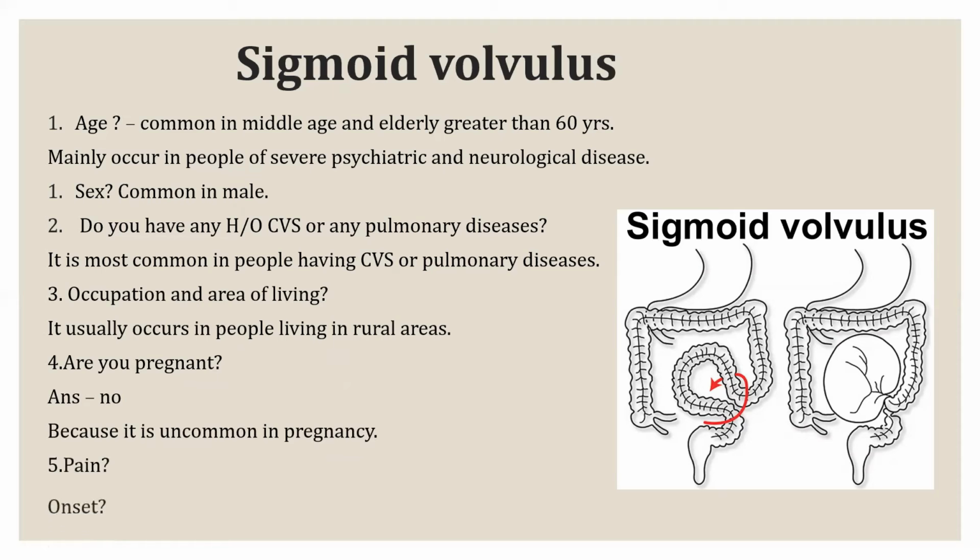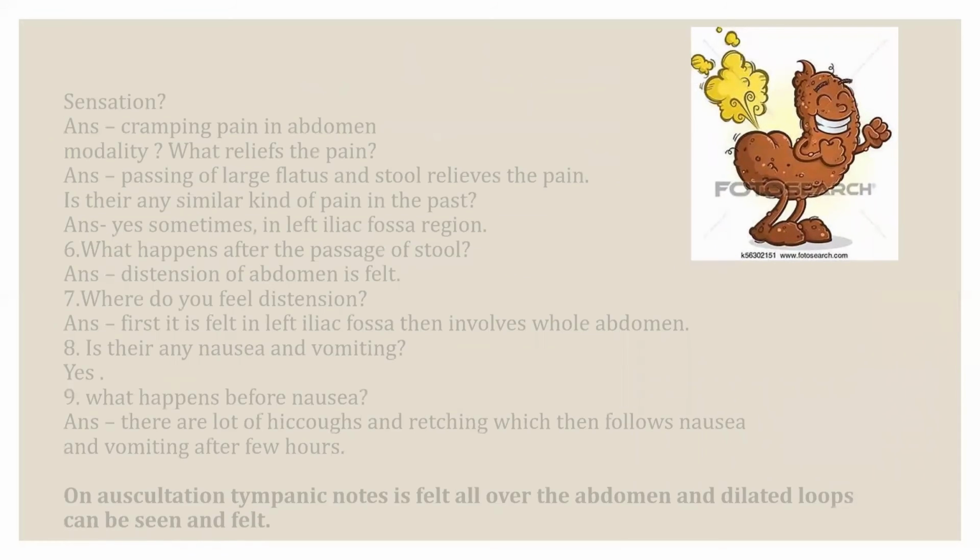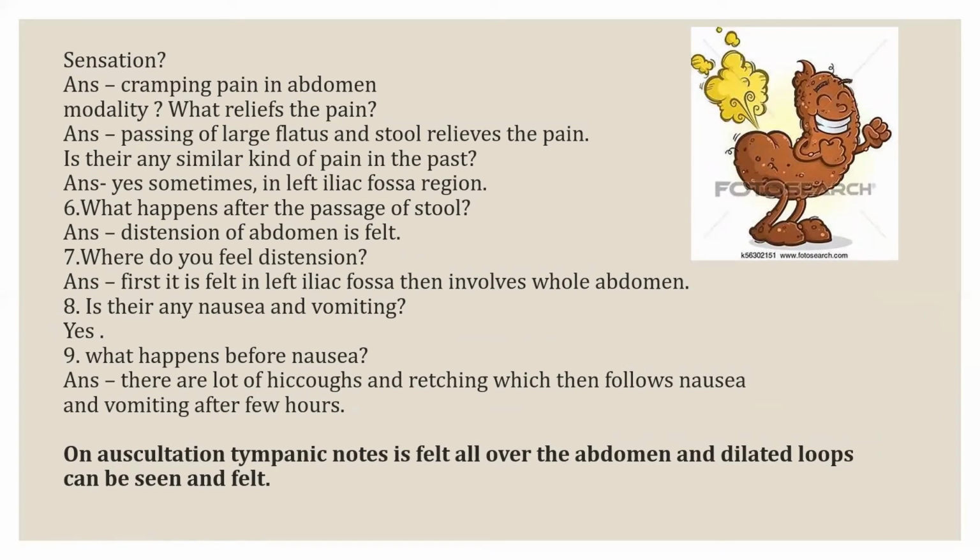Pain, the onset of the pain. Patient will say there will be sudden onset. Sensation of pain, cramping pain in abdomen. Modality, what relieves the pain? Passing of large flatus and stool relieves the pain. Is there any similar kind of pain in the past? Yes, sometimes in left iliac fossa region. What happens after the passage of stool? Distension of abdomen is felt. Where do you feel the distension? First it is felt in left iliac fossa, then involves the whole abdomen.